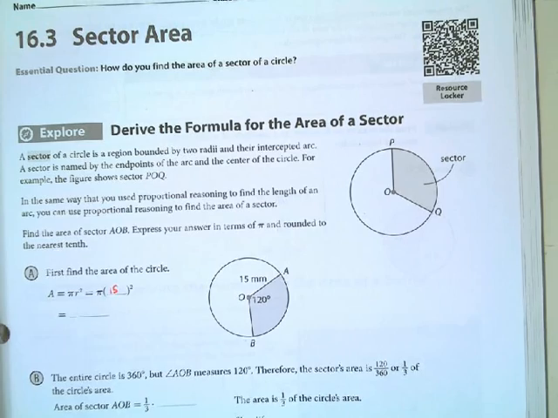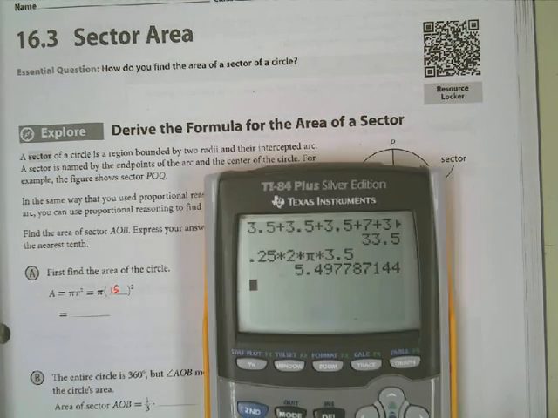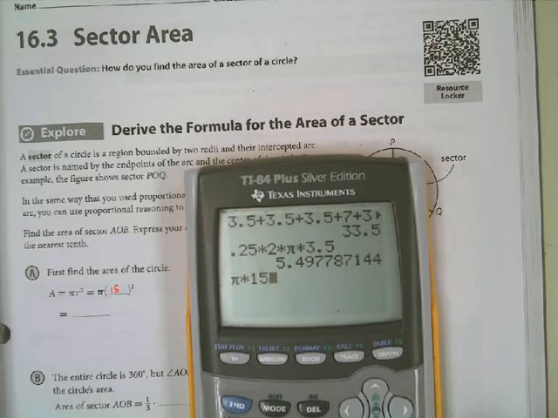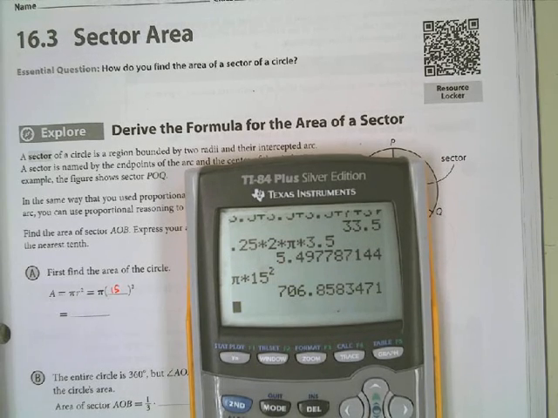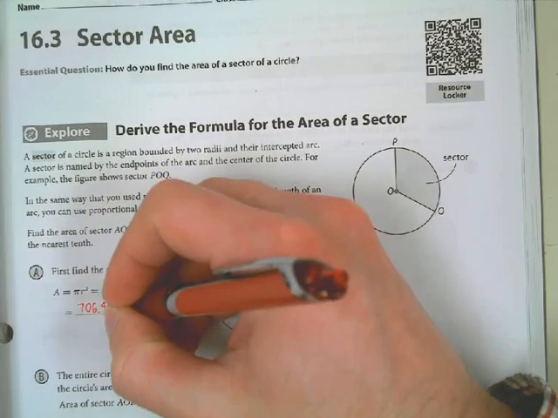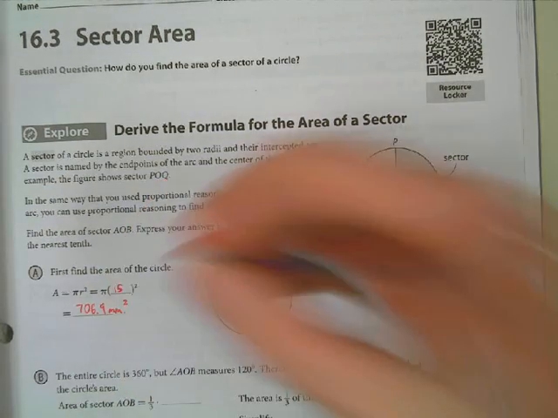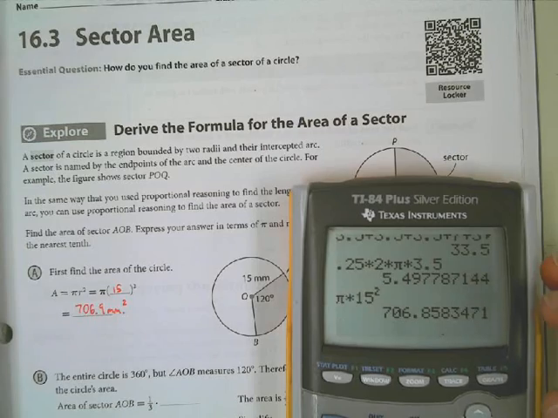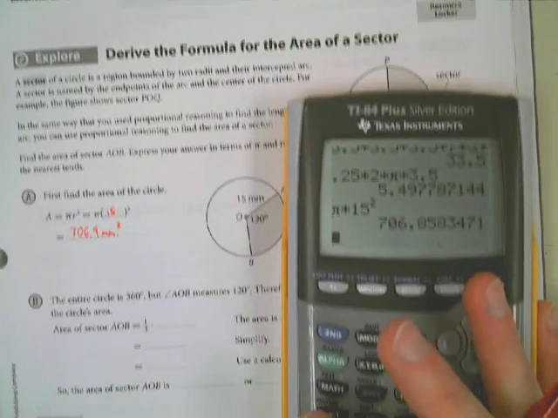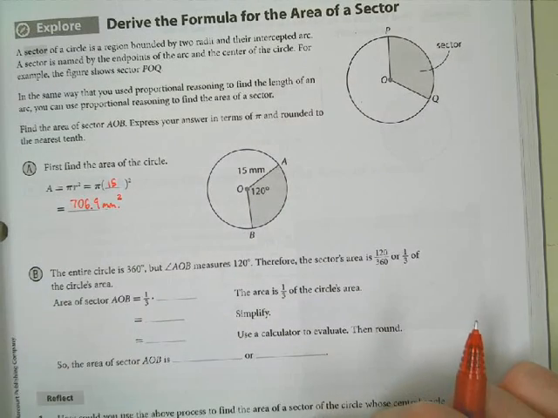Okay, and then we're going to go ahead and just multiply this all together. So pi times 15 squared. So I get 706 point, I'm going to round that up to 0.9. 706.9 millimeters. And in this case, our units should be what? Squared. They should be millimeters squared. Millimeters, yes, but square millimeters. Okay, you're talking about area. Square millimeters.